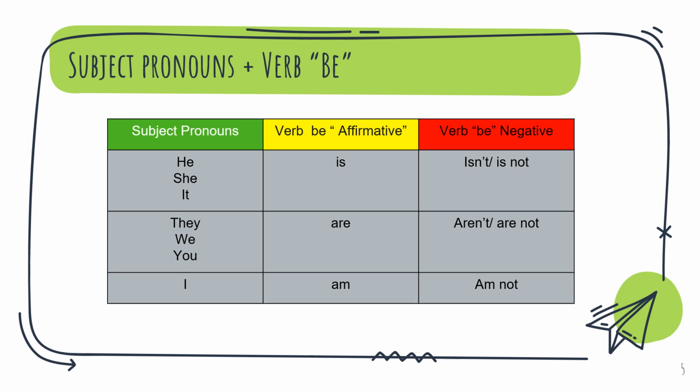Now let's look at the subject pronoun I. If you use I in your sentences, then you must use am: I am. You cannot use I is. It's wrong. You must use I am. What happens if it is negative? You need to use I'm not. I'm not.